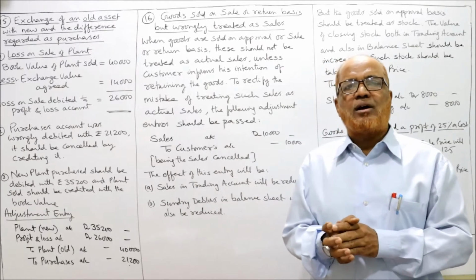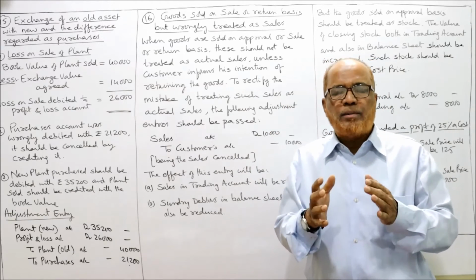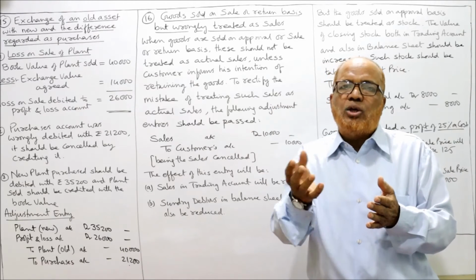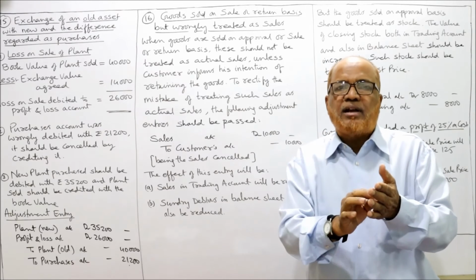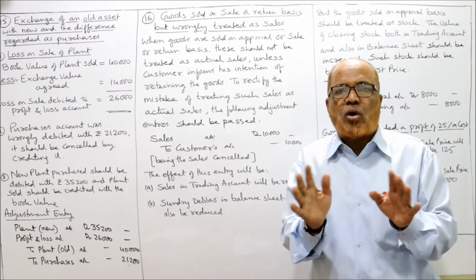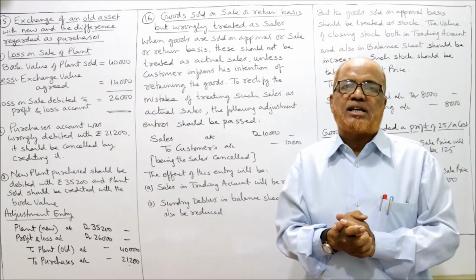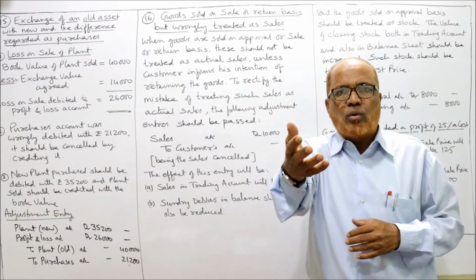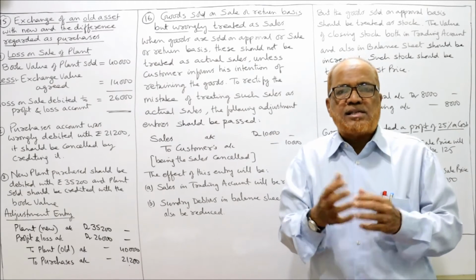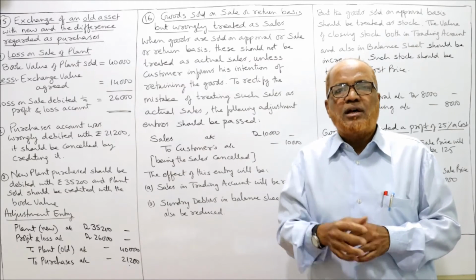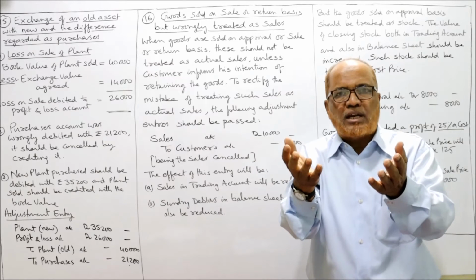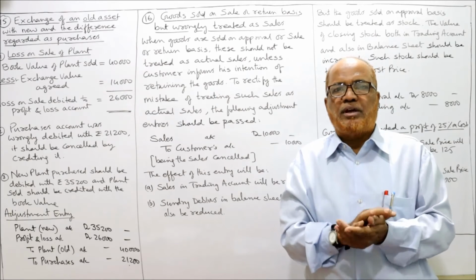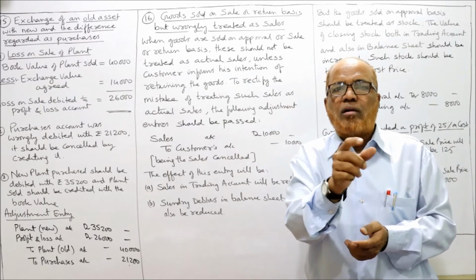Sometimes a business will sell goods on approval basis. Approval basis means the seller will give the goods to the buyer on the condition that you approve it, and then we treat it as sales. Till the time he has not approved, it should not be treated as sales. Suppose I am the seller, you are the buyer. I am giving you the goods on approval basis, sale or return basis. Sale or return means you give your opinion. If you want to retain it, we'll treat it as sales. If you don't want to retain it, return it back to me. That is called sale or return basis.